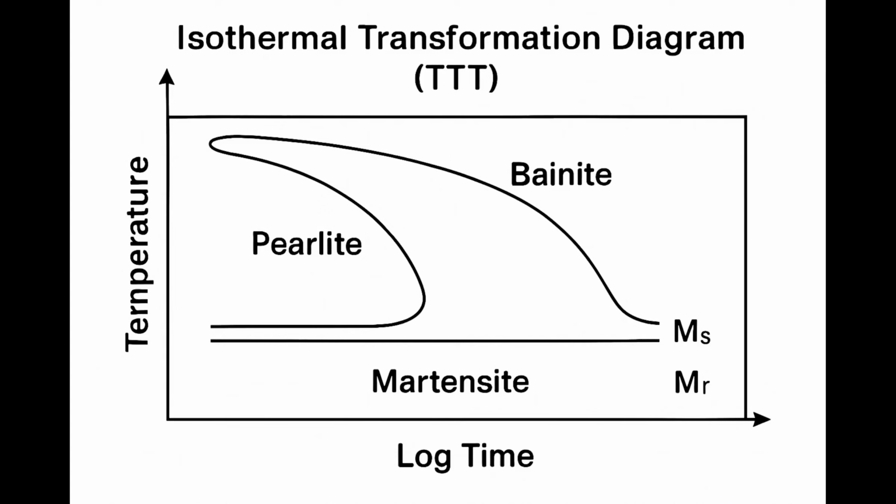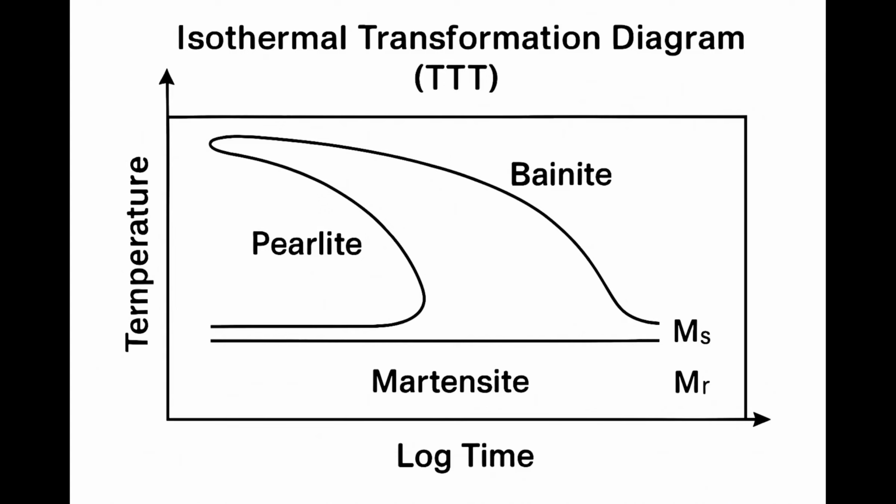Key features and interpretation of a TTT diagram. Axes: the horizontal axis represents time, often on a logarithmic scale, and the vertical axis represents temperature. C-curves and nose: the diagram typically consists of several C-shaped curves. These curves mark the start and end of specific phase transformations, for example, austenite to pearlite, austenite to bainite. The nose of the C-curve represents the shortest time required for a transformation to begin.